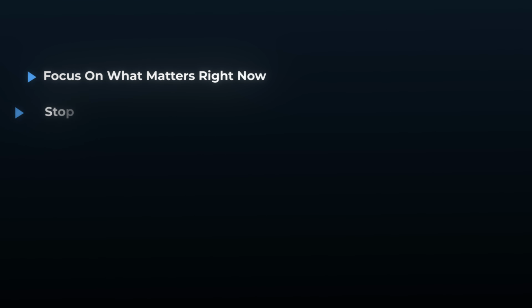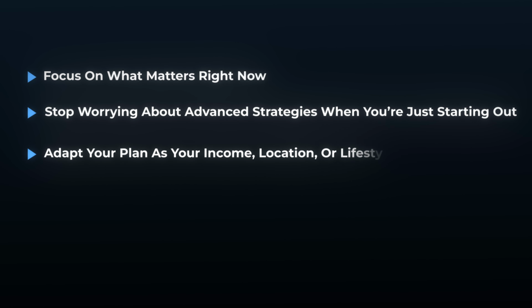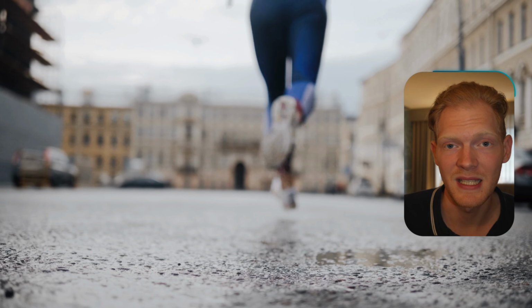Too many people follow the same strategy from start to finish, and it costs them time and clarity. The phase-based model helps you focus on what matters most right now. Stop worrying about advanced strategies when you're just starting out, and adapt your plan as your income, location, and lifestyle evolve. By recognizing which phase you're in, you're not just more efficient, you're also more motivated because you're not trying to sprint a marathon. You're running each leg with the right mindset, tools, and pace.